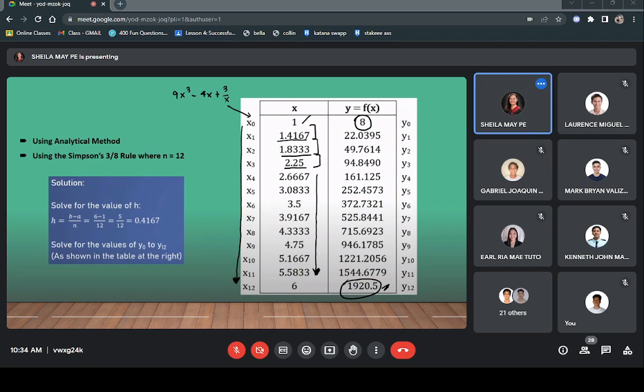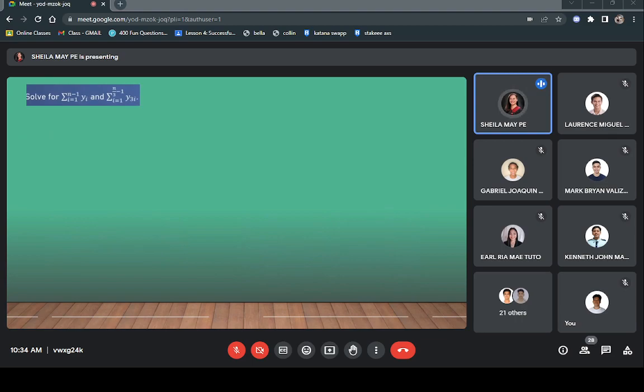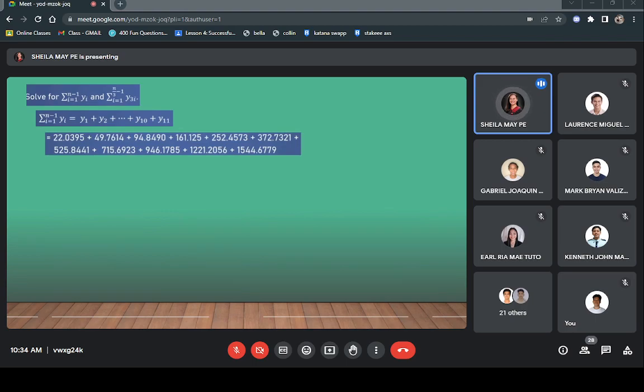That's our y12. Next, we need to solve our summation of in between bases and the multiples of 3. For the in between bases, class, it's from 0 to 12, so in between the two, that's 1 to 11. You just copy all the values, total them, and eventually you will get a sum of 5906.5627. Okay, that's just the process, class. The summation, you should not be afraid of, because it's just for representation.